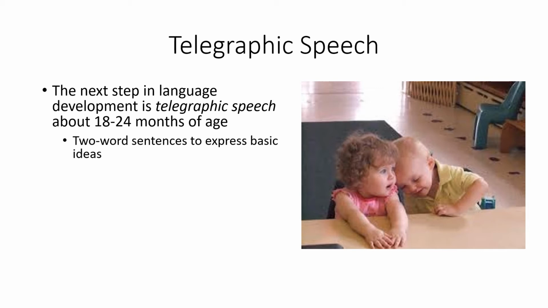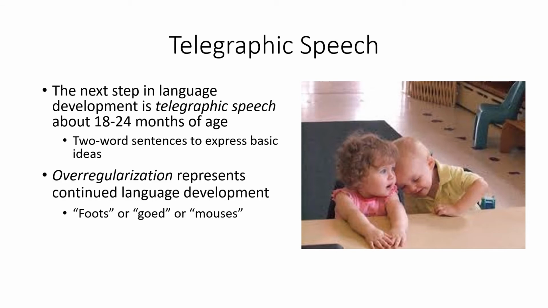Then later comes telegraphic speech. Telegraphic speech is where you have 2-word or even 3-word sentences. Want bear, have bear, things like that, where you've got 2, sometimes 3 words. At 18 to 24 months of age, this is when this rapid acquisition of vocabulary is going on, and you're starting to get sentences now.